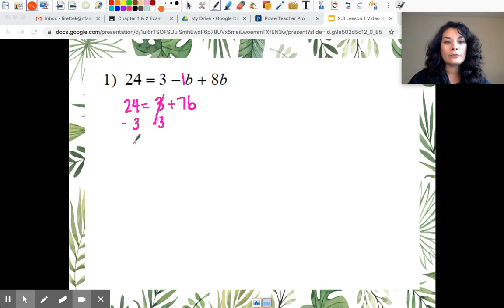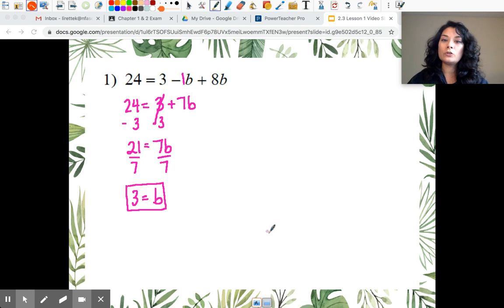24 minus 3 gives me 21. I bring down the 7b, and now it's a 1-step. The number is touching the variable, which means multiplication, so I have to divide both sides by 7, and I get 3 as my answer. So here's all of the work that would be required that you would show in order to receive full credit for a problem like this.